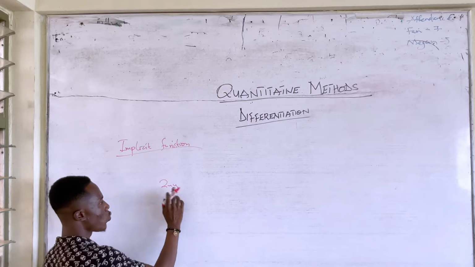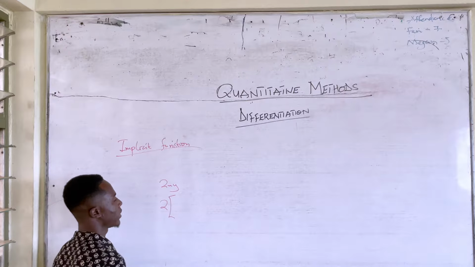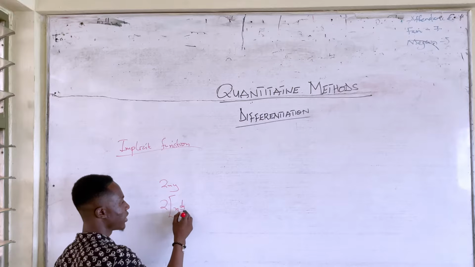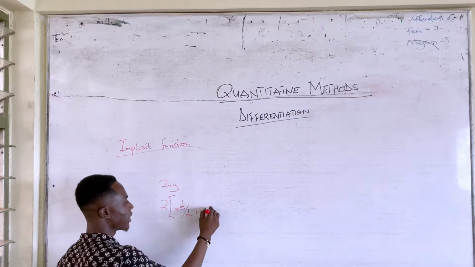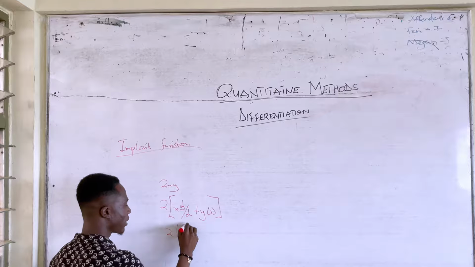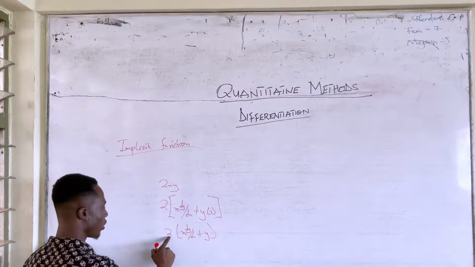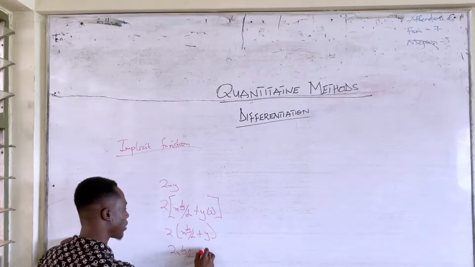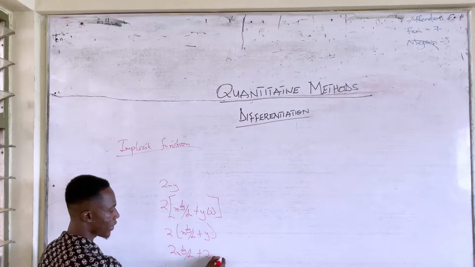So this one, the 2 is multiplying the two of them, right? So you say 2 into brackets, you hold one constant, that is x, and you differentiate y. If you differentiate y, you get dy/dx, plus you hold y constant and you differentiate x, you get 1. So you have 2 into brackets x dy/dx plus y. The 2 multiplies through, so you have 2x dy/dx plus 2y. That is it. When you apply the product rule, this is the final answer.